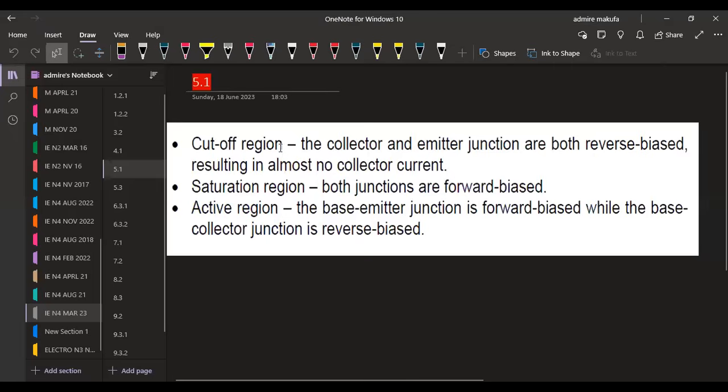So on the output, you have got the cutoff region, where the collector and emitter junctions are both reverse biased, resulting in almost no collector current. Then we have got the saturation region, where both junctions are forward biased. Then the active region, where the base-emitter junction is forward biased, while the base-collector junction is reverse biased. So this is what we have on the active region. All right, so that was our question 5.1.